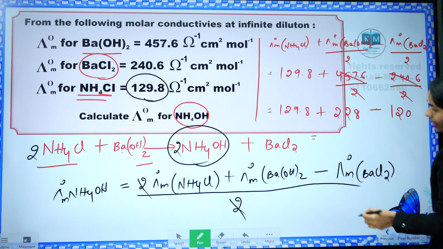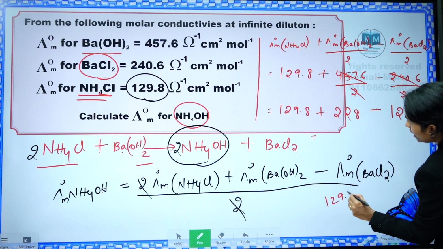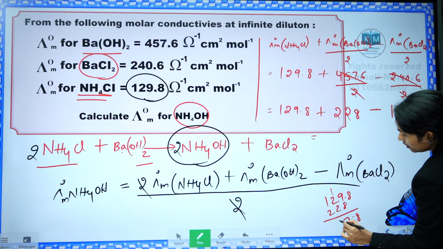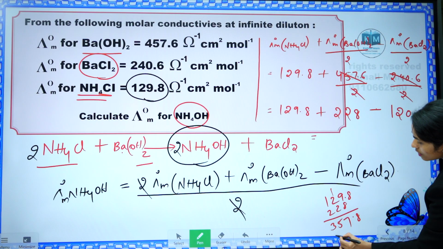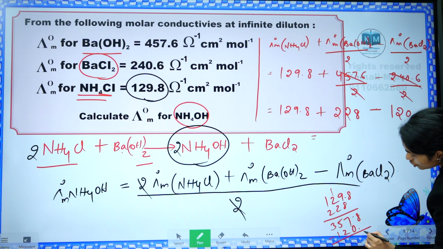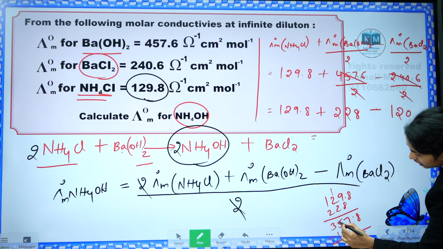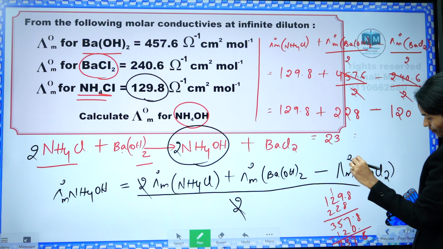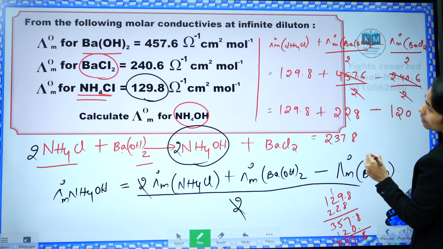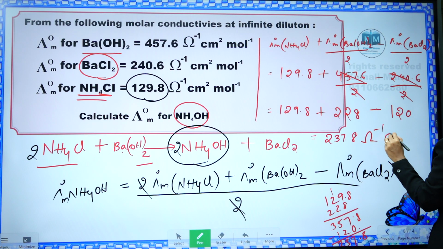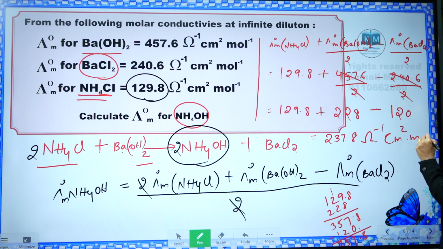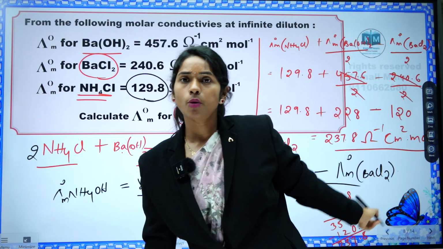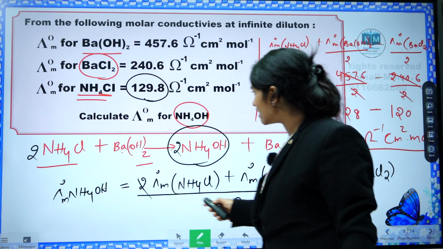So roughly, then add that: 129.8 plus 228, 357.8 minus 120. How much? 237.8. What are the units? Ohm inverse or Siemens? Centimeter square, mole inverse. Previously we have written mole, Siemens or ohm inverse. Whatever the given units in the question, take the same units.